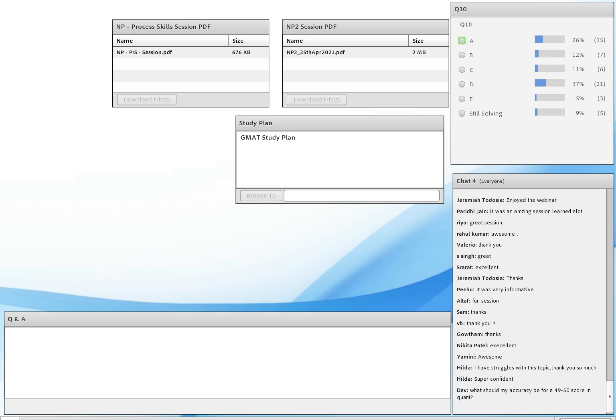What should be my accuracy for a 49 or 50 score in quant? Again, it completely depends. If you make 4 mistakes in the first block itself, it is going to be difficult, Dave. Since GMAT is an exam which is completely adaptive, you need to make sure that the first 2 blocks are areas where you do not make a lot of mistakes, right? So please take care of that, Dave.